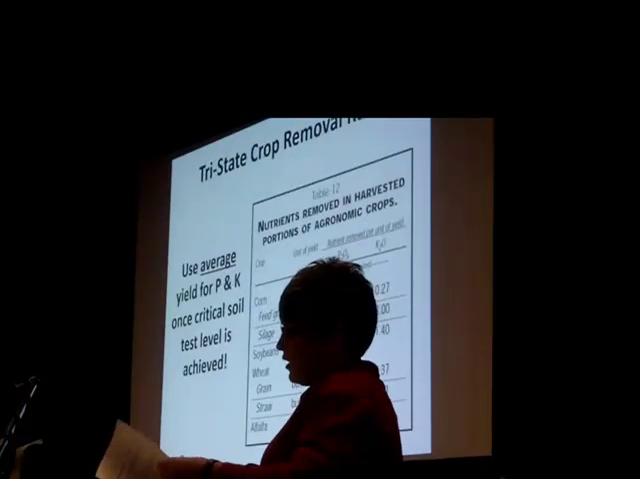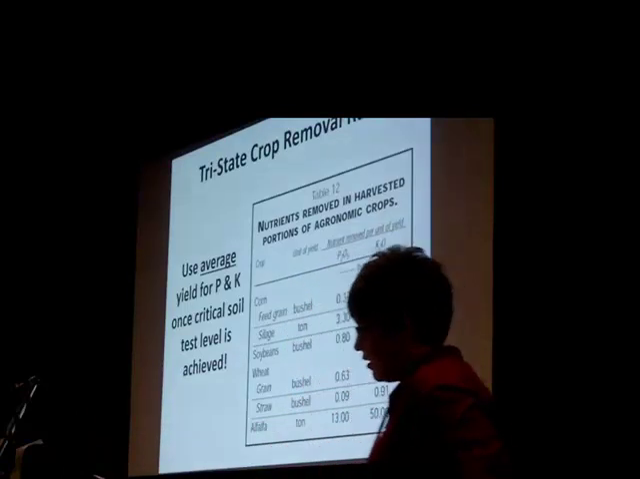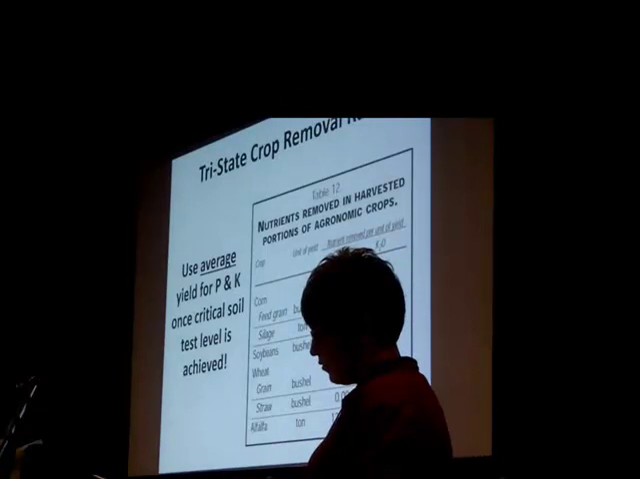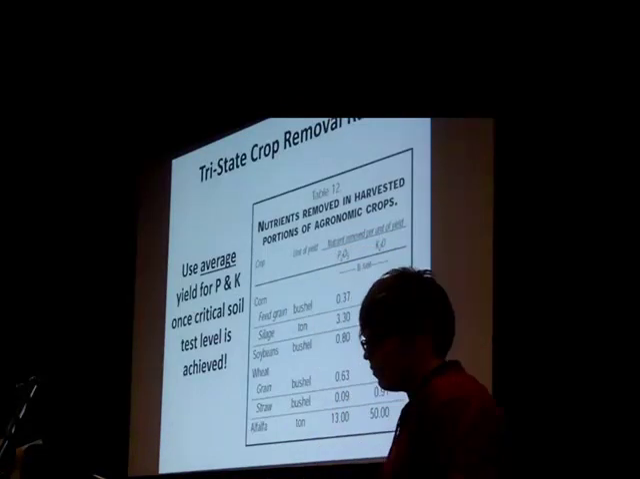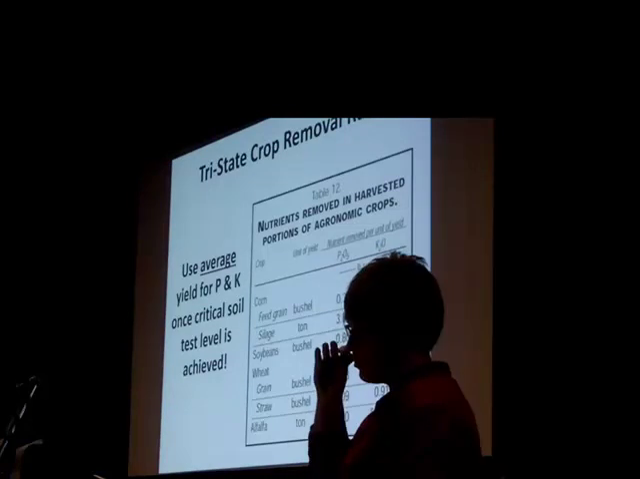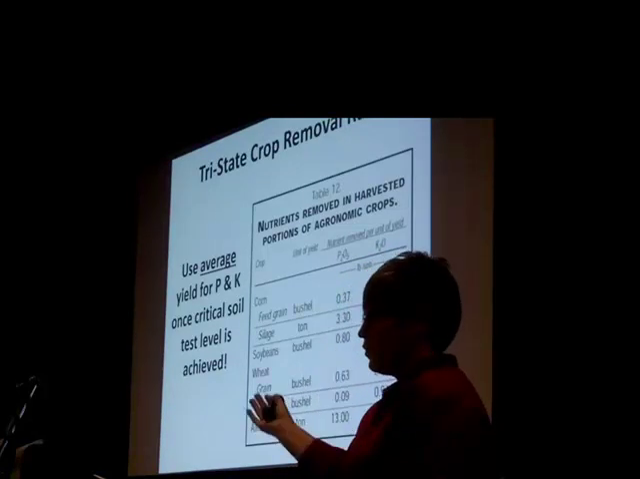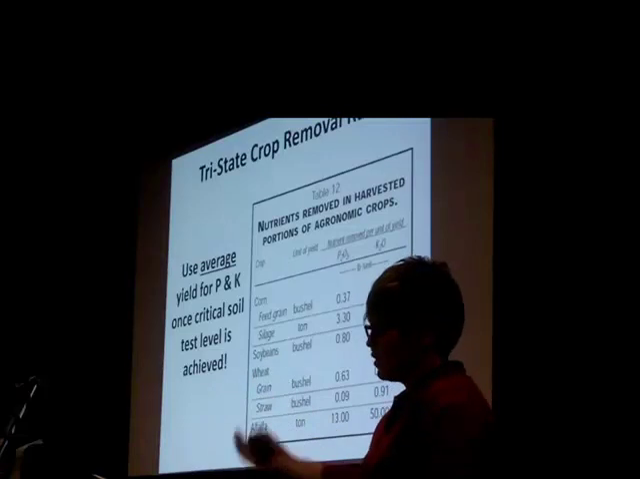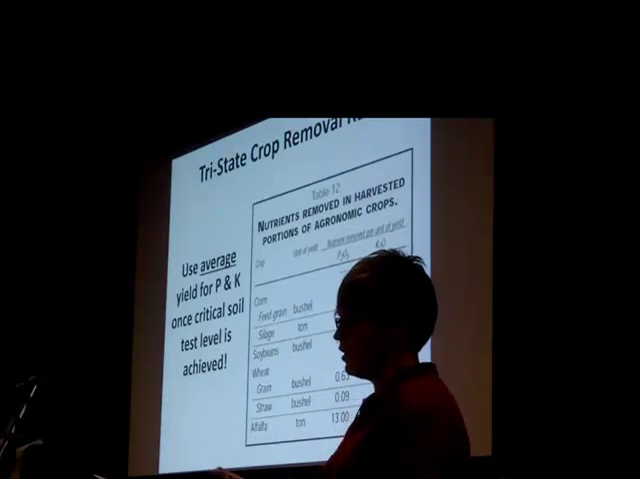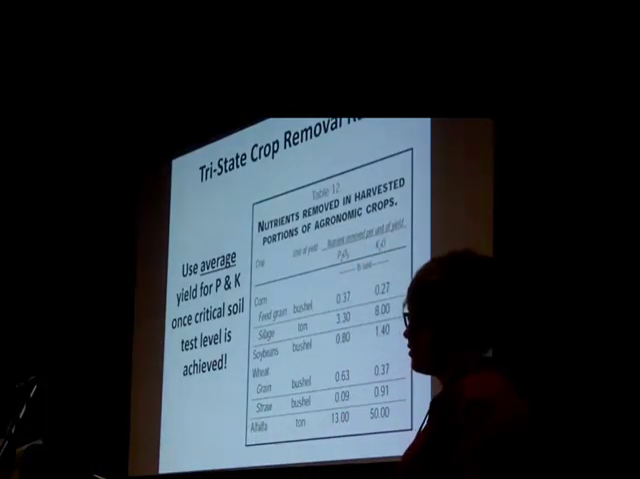So in the Tri-State removal rates, we're looking at using the average yield for phosphorus and potassium once the critical soil level is achieved. Once you've met that minimum requirement on the soil test, we need to hold away from using the yield goals, because typically in a 10-year time frame, we're probably going to have a dry year. If we don't have a good crop, that's not going to utilize the nutrients that are there. They're going to be left over.